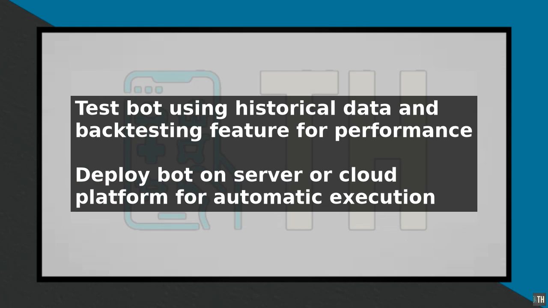Once you have tested your bot, you need to deploy it on a server or cloud platform. This involves setting up a server or cloud account, installing the necessary software and libraries, and configuring your bot to run automatically. Finally, you need to monitor and maintain your bot to ensure it continues to perform well.